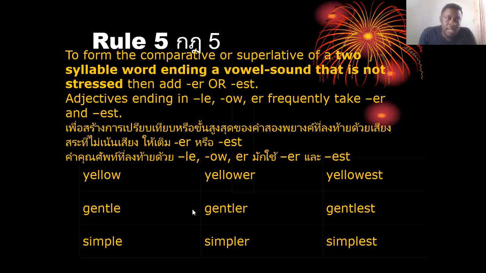So this one is like, you see the last letter here is W, but when you say yellow, the W is silent, so you still get the sound of the O. The last sound is O, so the W is silent. So yellower, yellowest. Gentle: the E is not that pronounced, right? So it's gentle, gentler, gentlest. Simple, simpler, simplest. The vowel sound here is not stressed.